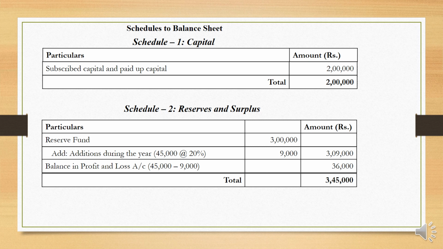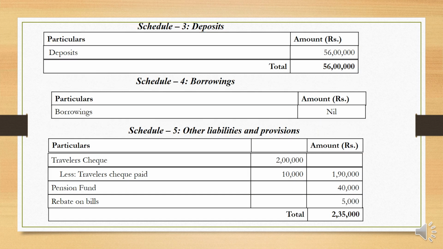So I think I have explained all of them. So the reserve fund, from the current year's profit, it is given in the problem 45,000. 20% is to be transferred to the reserve, 9,000. Remaining profit from 45,000 minus 9,000, 36,000. So total reserves and surplus 3,45,000. So this is compulsory. Even if it is not mentioned in the problem, you have to transfer 20% to the statutory reserve.